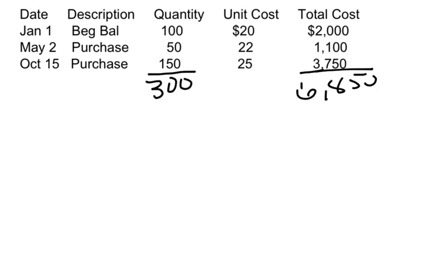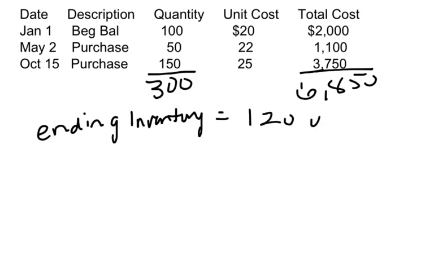Sorry, guys. Let's say that we went and took a physical count, and so we know that we have ending inventory equal to 120 units. I want to know what the cost should be for those 120 units on our balance sheet.